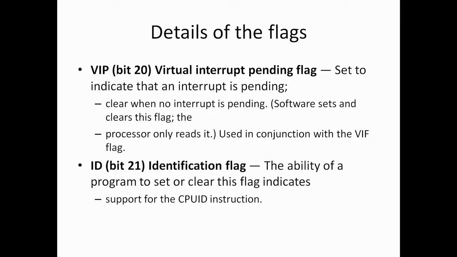And the last one is the ID flag, which is the identification flag. The ability of a program to set or clear this flag indicates support for the CPUID instruction. So every CPU that is produced has a unique ID and you can get that ID, okay.